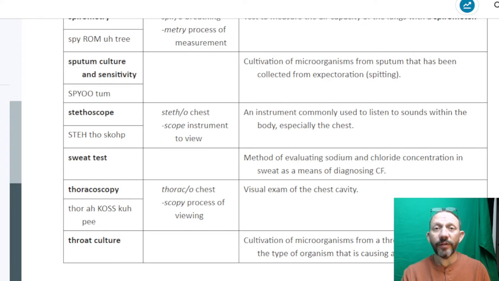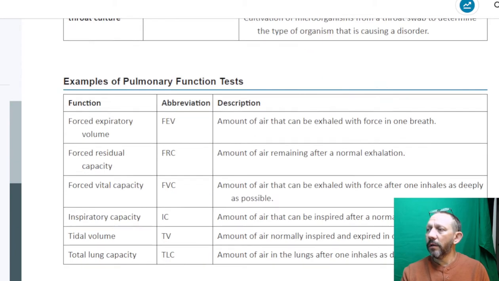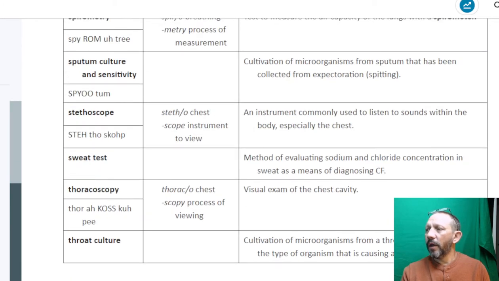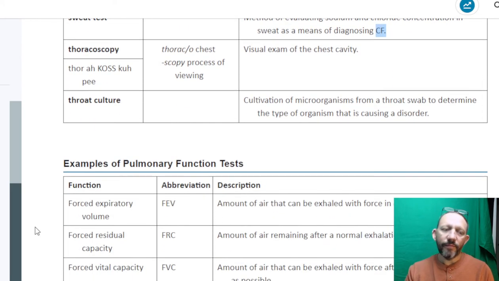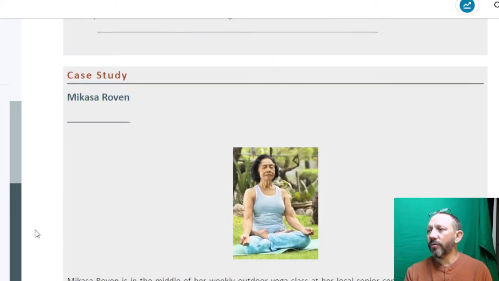Stethoscope, that's what you listen with. That's the thing with the two, right? You listen to someone's heart. Okay, so look at this sweat test here. Means of diagnosing CF is cystic fibrosis. Cystic fibrosis is where their lungs become eventually fibrous, right? And they can't breathe and they die. Now, it's really well managed with diet these days as opposed to medication.